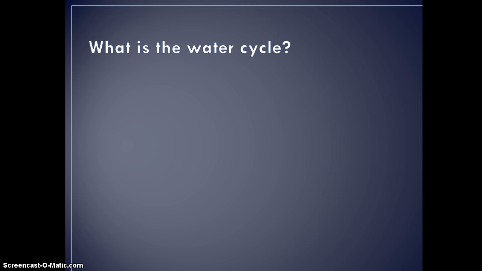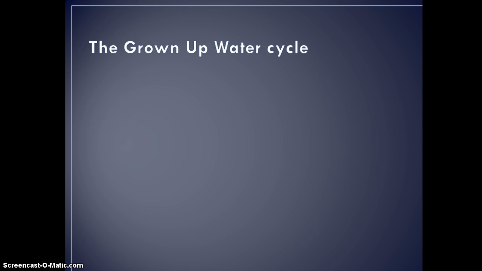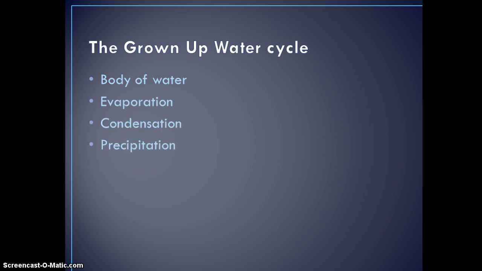Alright, well, assuming that we actually had some sharing going on, let's take a look at what I think you probably said. Body of water, evaporation, condensation, precipitation. We've all heard of this before. But now, let's look at the grown-up water cycle. Let's get out of kindergarten. Body of water is there, evaporation's there, condensation, precipitation.